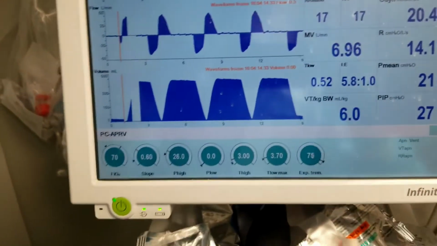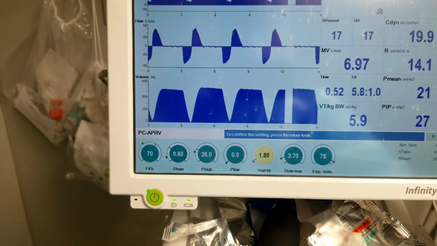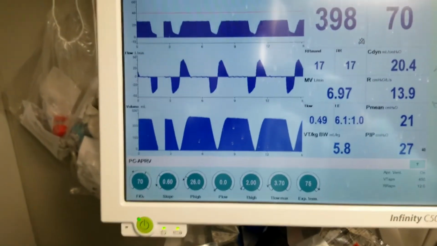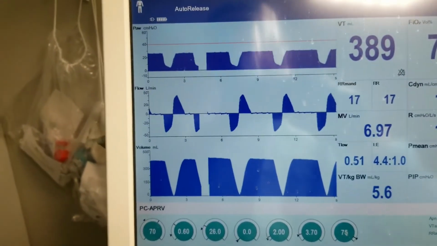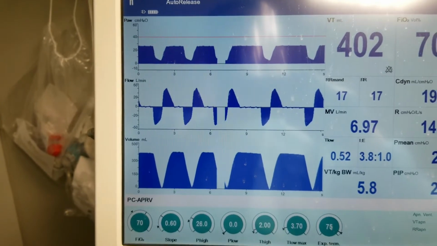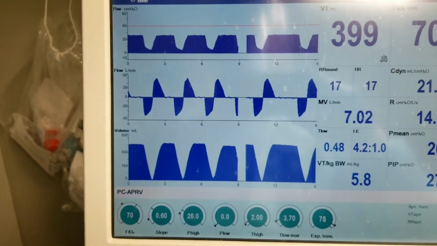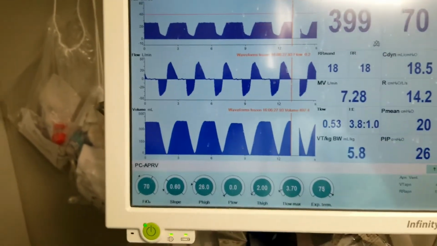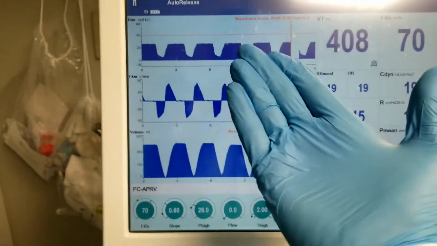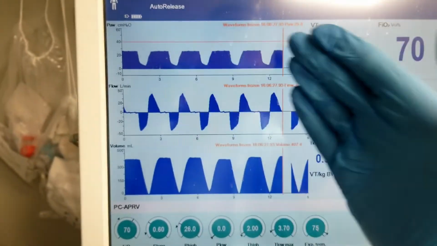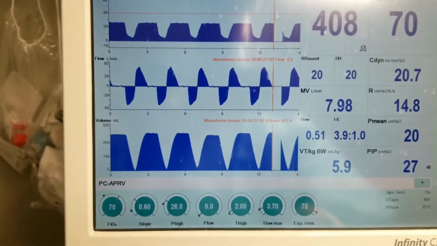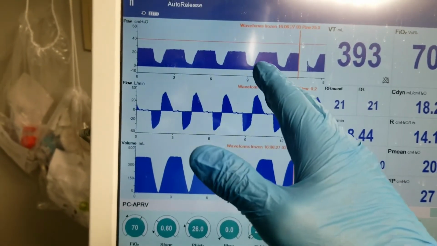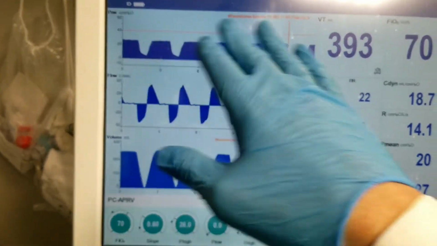When we start out here, okay, with a T high of 2, just give it a few breaths. Okay. So if you look at it, it looks like an ACPC profile, the decelerating flow waveform. The great thing about it though is that there's no trigger. This is a whole CPAP level.